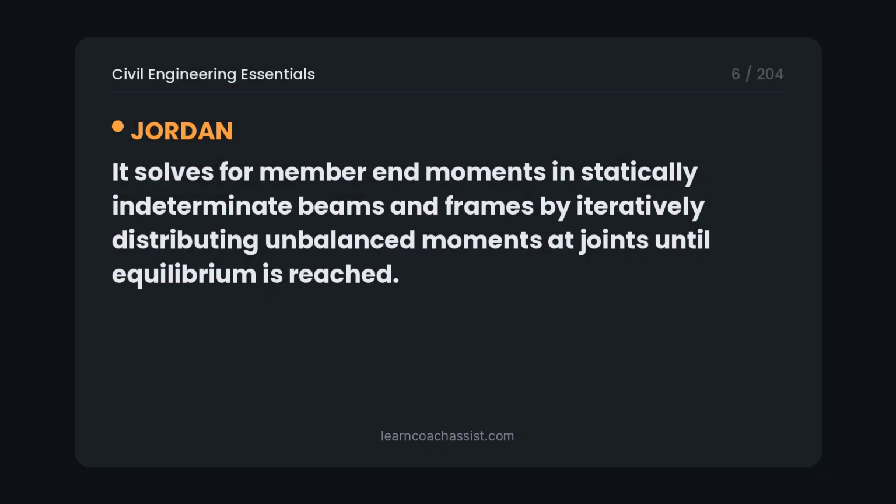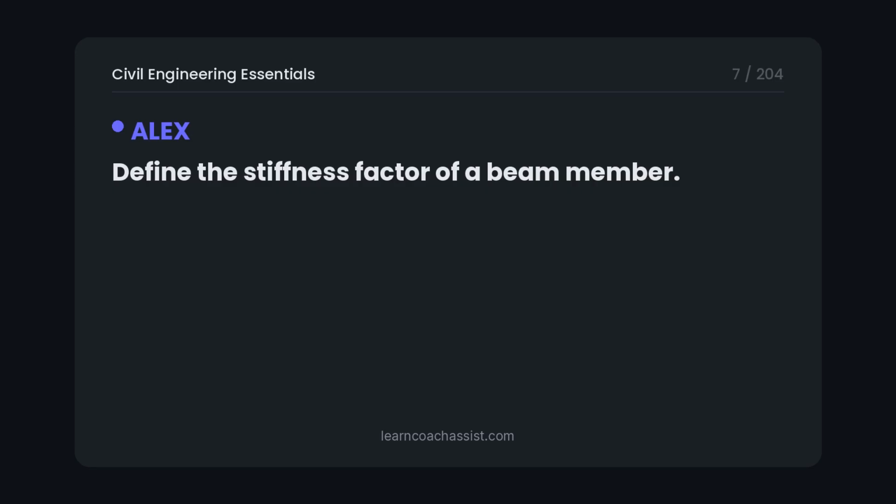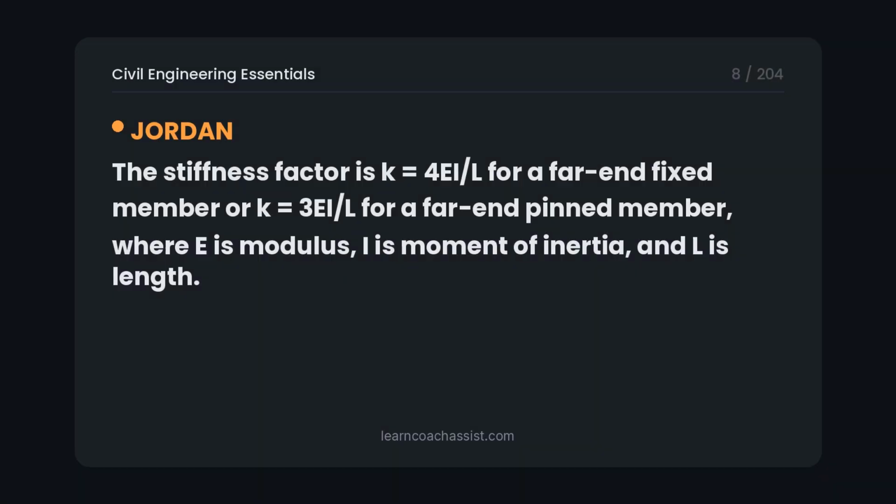It solves for member-end moments in statically indeterminate beams and frames by iteratively distributing unbalanced moments at joints until equilibrium is reached. Define the stiffness factor of a beam member. The stiffness factor is K equals 4EI/L for a far-end fixed member or K equals 3EI/L for a far-end pinned member, where E is modulus, I is moment of inertia, and L is length.